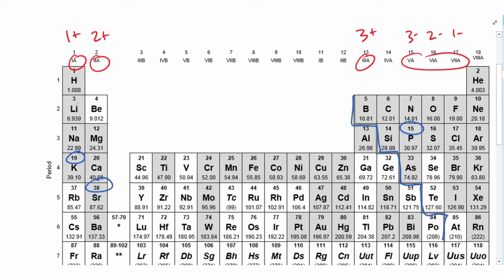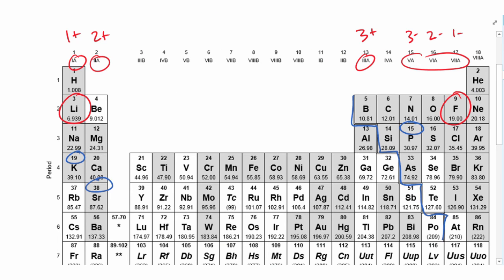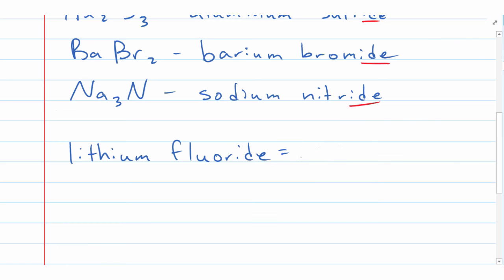But if we look at something like lithium fluoride, we look at where they're located in the periodic table. We see that lithium would have a charge of 1 plus. Fluoride's charge is how much? 1 negative. So we have Li positive, F negative. Now our objective is to balance charges. We want the total of the positives to equal the total of the negatives. And what does it look like here? They balance each other out. Already balanced. So the formula would be LiF.